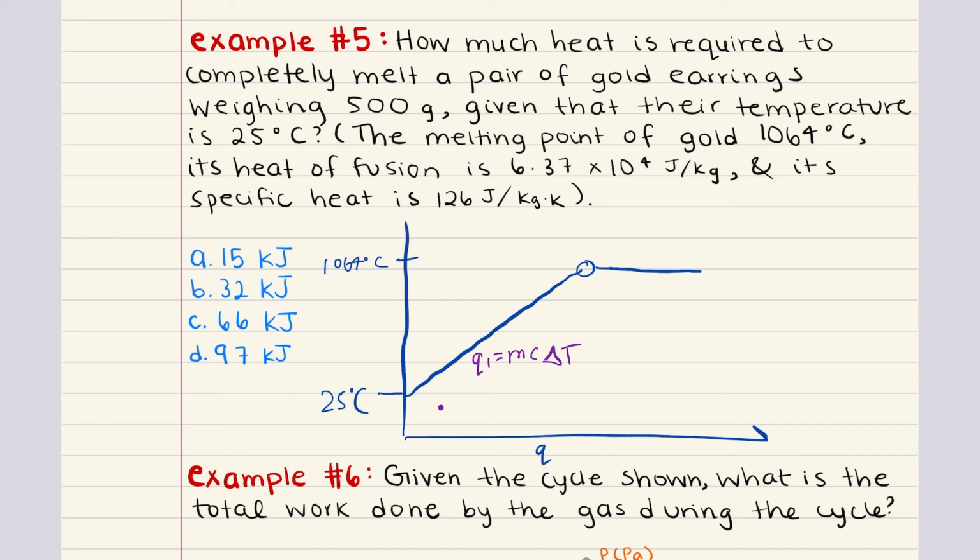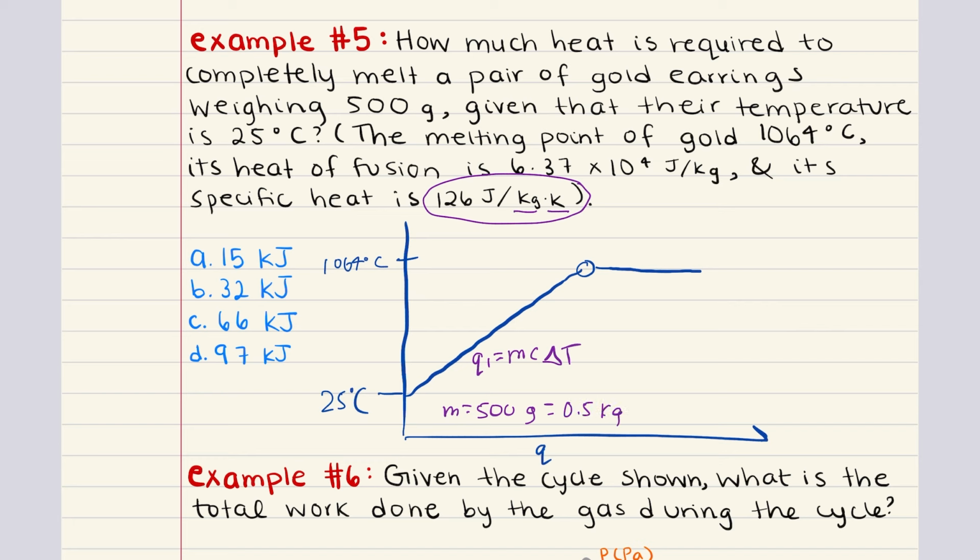Our mass is equal to 500 grams. Now we want this to be in kilograms because our specific heat has units of joules per kilogram per Kelvin. So we want our units to match up so they properly cancel out. 500 grams is just equal to 0.5 kilograms.